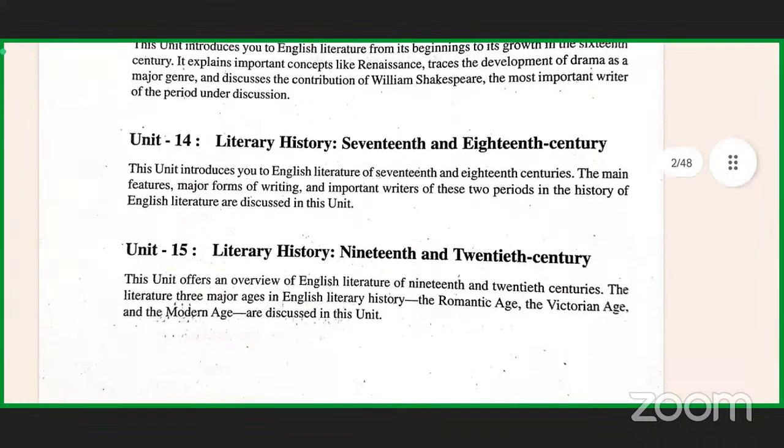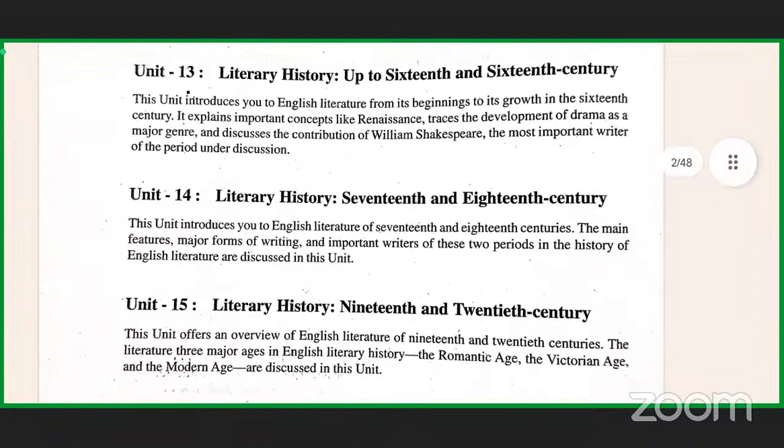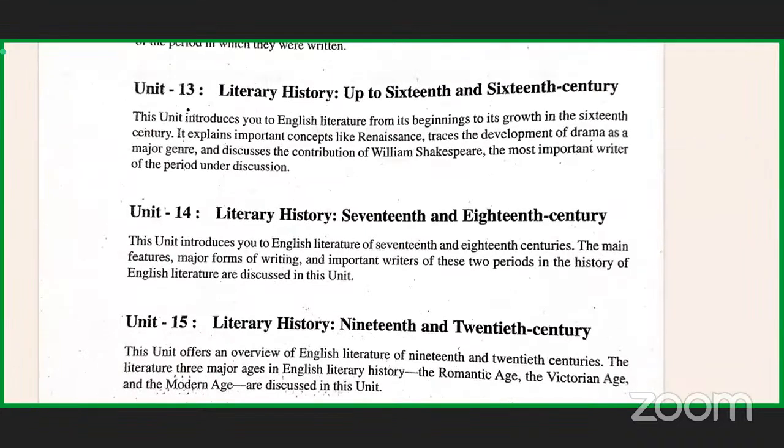Then we have up to the 17th century, from the 17th to the 18th century, and then the 19th and 20th century. So in a nutshell, it's talking about the history from the beginning till the present time. Now, it's not possible for us to talk about the history of English literature completely within 1 hour. So what I'm going to do is give you an overview of all the ages. Okay.